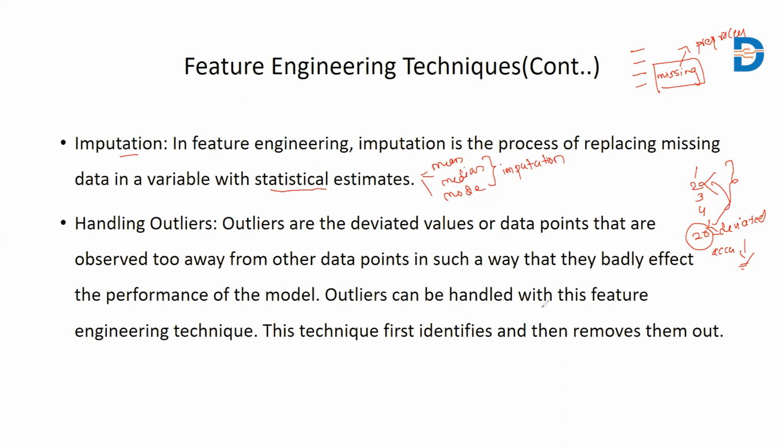Outliers can be handled with this feature engineering technique: first it identifies the outliers, then it removes the outliers.